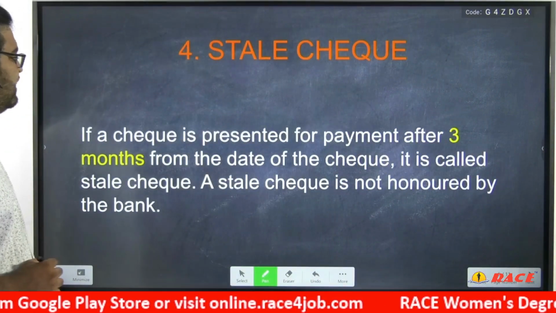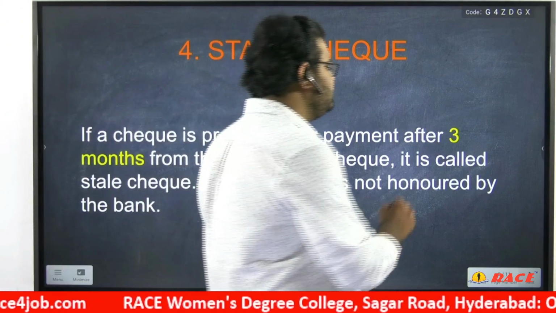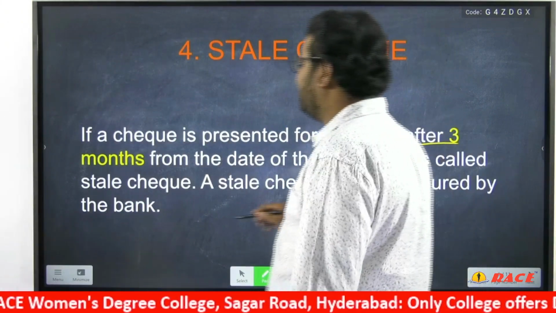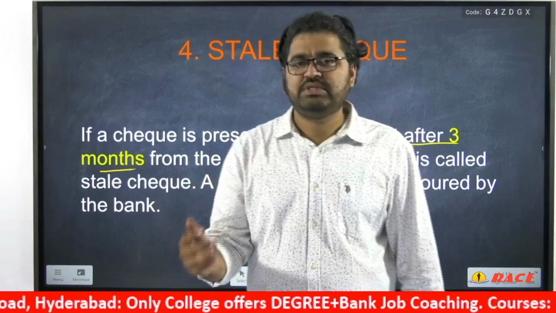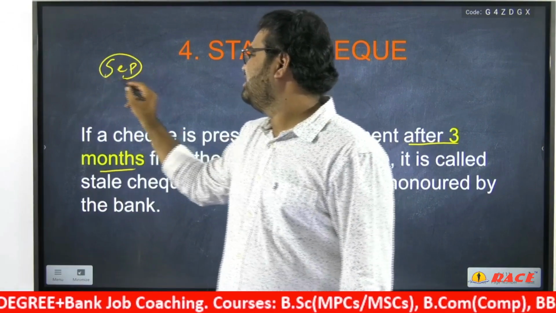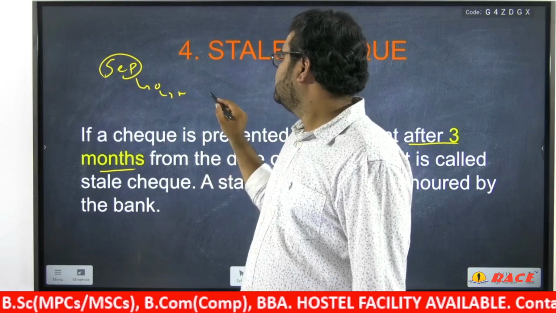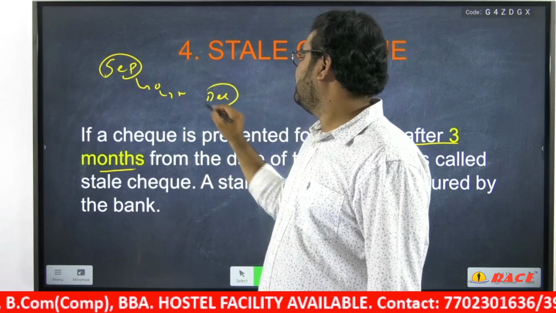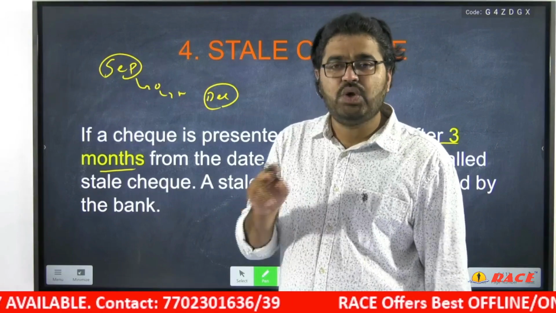Stale check. If a check is presented for payment after 3 months, because the validity period of a check is 3 months. If you are presenting the check after 3 months, say for example, we are in September. Today I have issued the check. September, October, November, 3 months. So if you approach the bank in December for payment of this check, the bank will not accept it. The bank will dishonor the check.